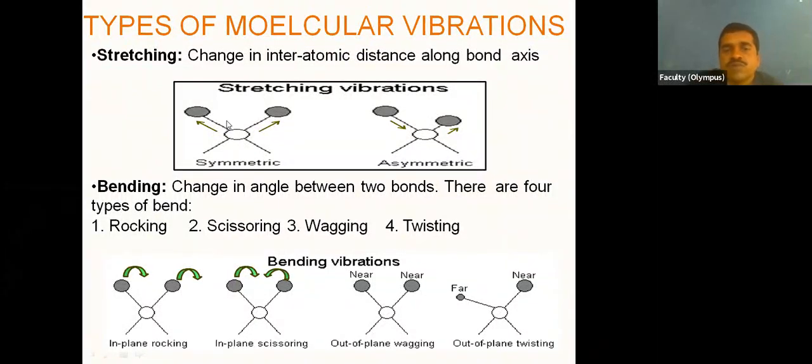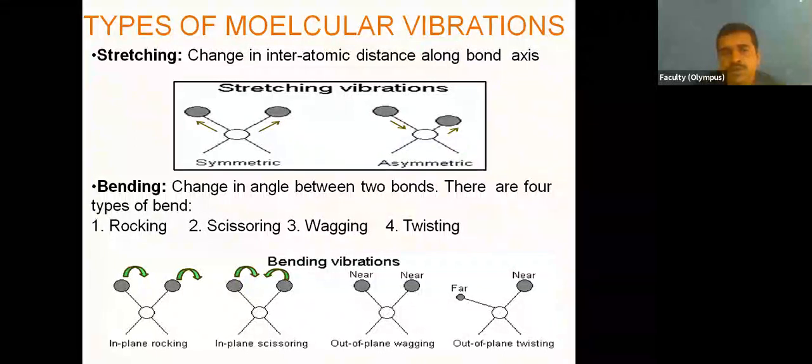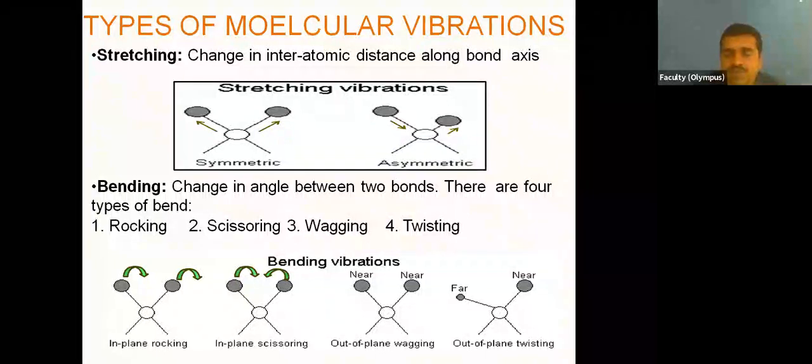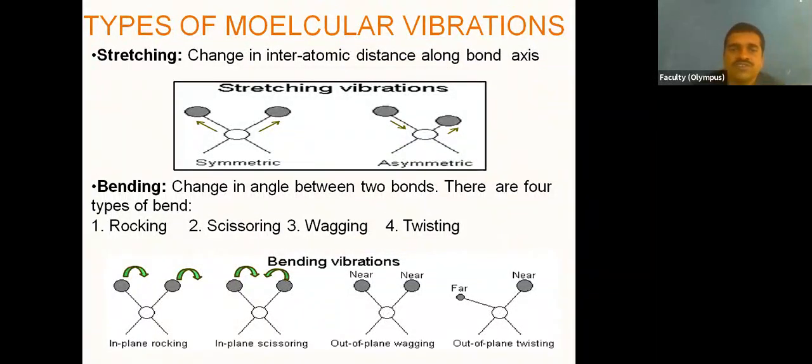In this stretching vibration, there is change in interatomic distance along the bond axis. That interatomic distance is called the bond length. So in stretching vibrations, there is change in bond length, while bond angle remains the same. Such types of vibrations are called stretching vibrations.